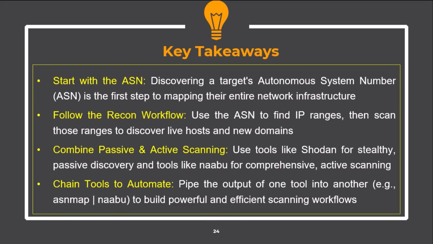So, let's quickly summarize what we learned today. First, start with the ASN. Discovering a target's autonomous system number is the key to unlocking and mapping their entire network infrastructure. Second, follow the Recon workflow. Use that ASN to find all associated IP ranges, and then scan those ranges to discover live hosts and new, hidden domains. Remember to combine passive and active scanning.